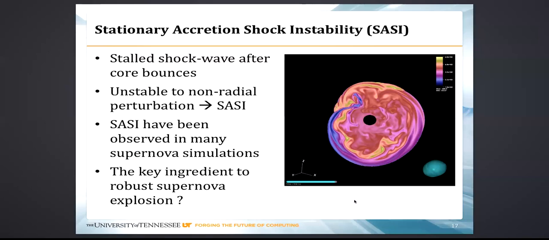So one of the things we found out from doing simulations of core collapse supernovae is that the shock wave I talked about earlier is actually non-stable against linear or any perturbation. This is actually observed in simulation, and has been observed by different codes that run different simulations. So the question is whether this is the key ingredient to robust supernova explosion.